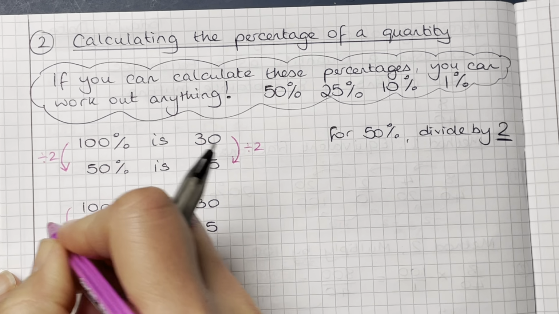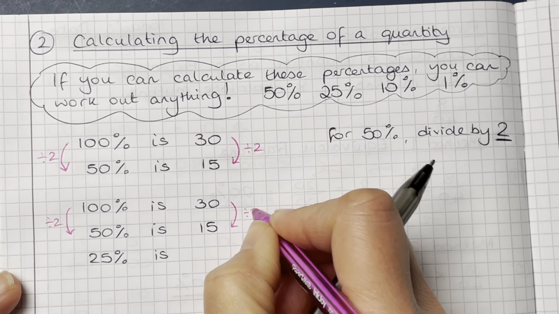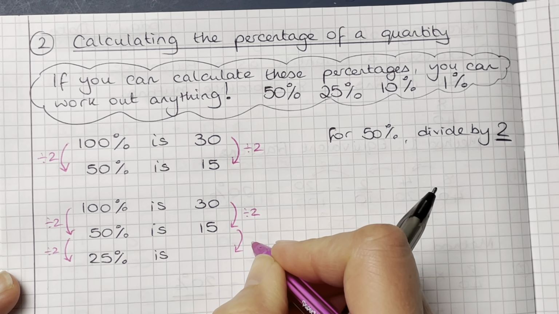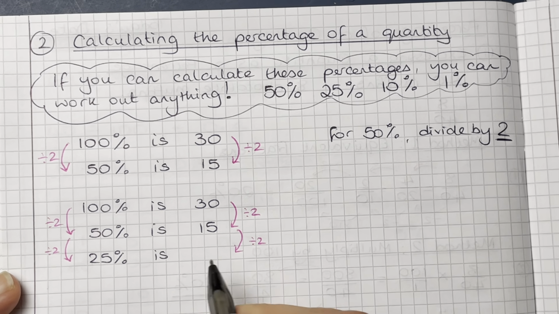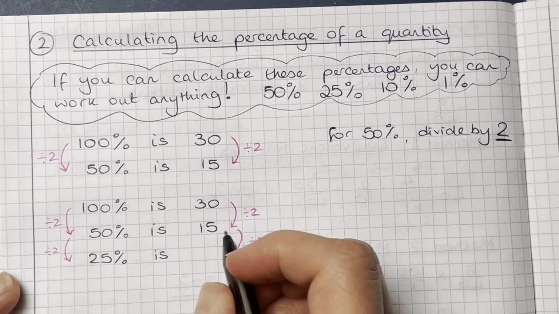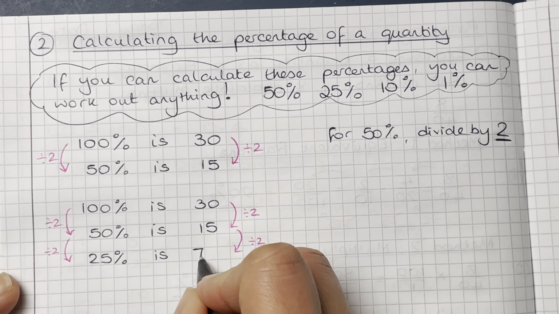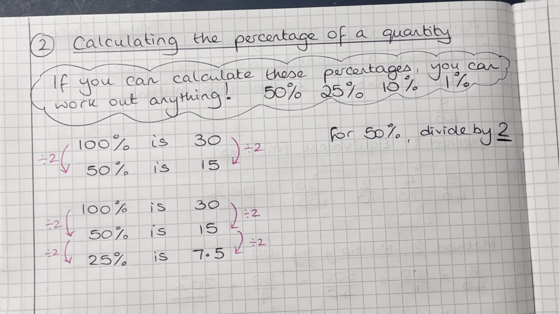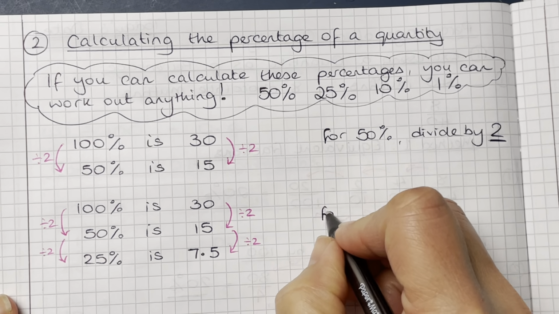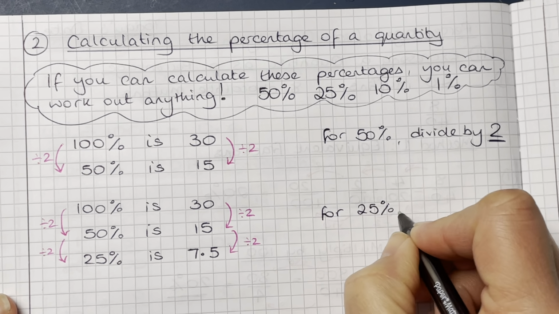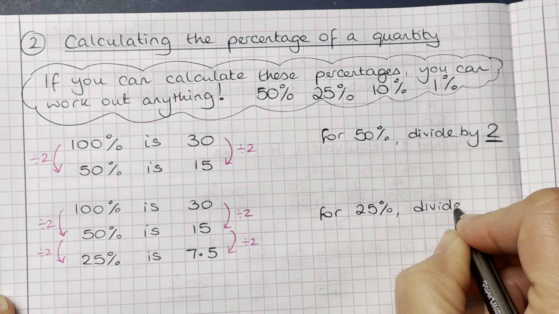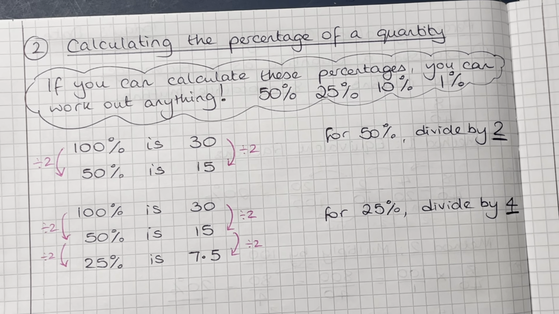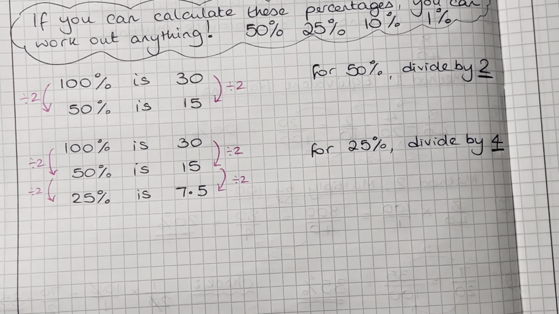Okay, so let's have a look. I've divided by 2 to get 15. Oh, now it's getting a bit trickier, isn't it? I've divided by 2 again. Okay, I might need to do a little bit of short division just to check, but half of 15 is going to give me 7.5. So let's write this down. For 25%, we want to divide by 4, or halve it and then halve it again. All right, there were 2 more I wanted you to know.